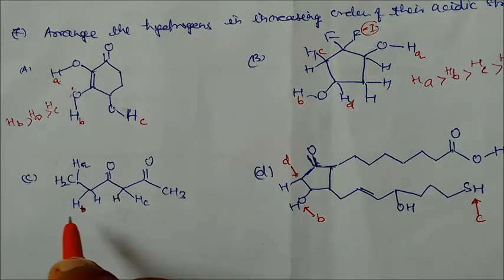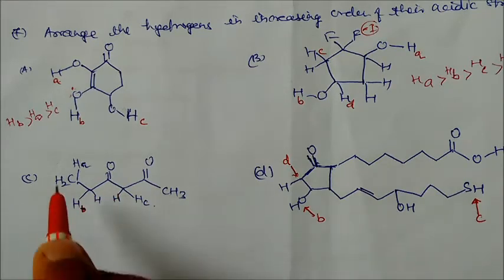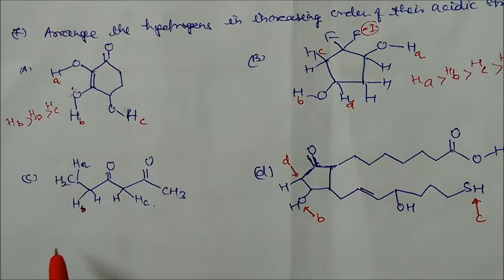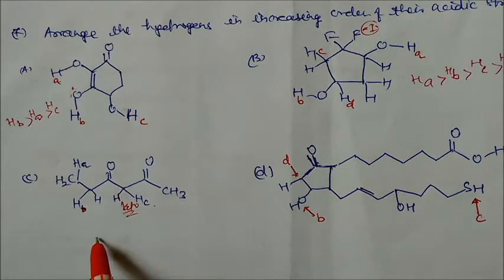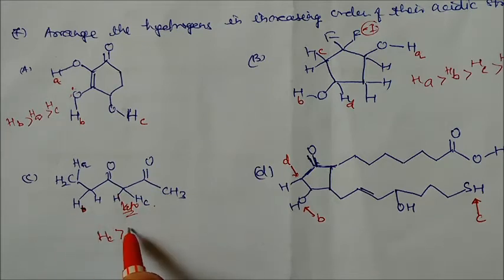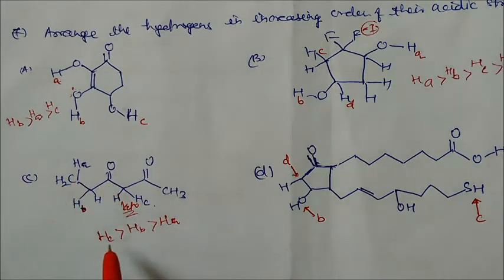Now in this case, which will be more acidic? Here we have A, B, C. If you see C here, this is the keto group. So definitely HC is more acidic, then followed by the B group, then followed by the A group. This is last, the least acidic.